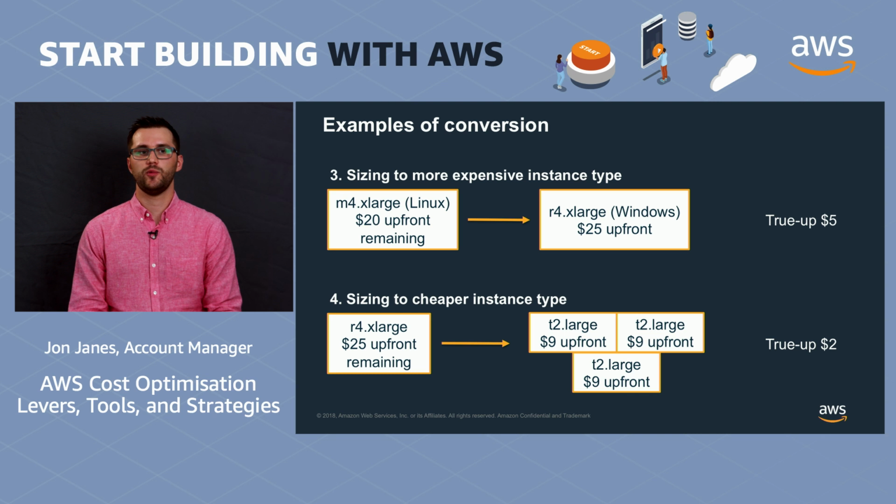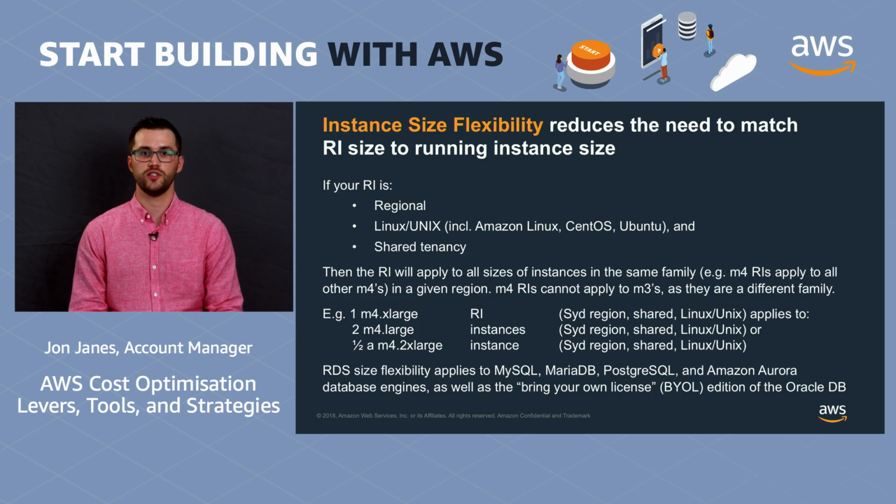Some other common examples that you might see is changing to a more expensive instance type. For example, adding an associated licensing cost on your EC2 instance. Or as another example, switching to cheaper instances, so moving from an R4 to a T2. So that's just a brief overview on how that works and how you can look at convertibles and the utilization of them in your environment.